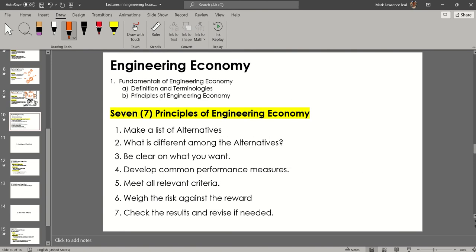Okay. So, that's it. Now, we talk about the 7 principles of engineering economics. We have 7 principles, hindi 8. So, the first one is make a list of alternatives. Now, as we said, engineering economy is all about solving problems.